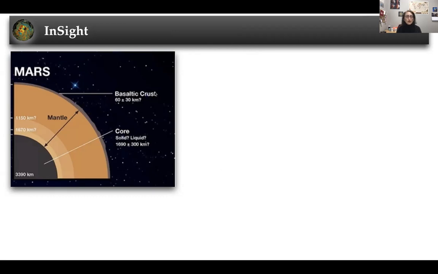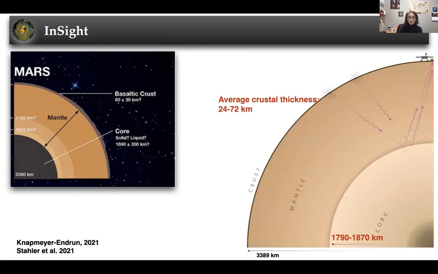For instance, this was an earlier estimation of the Mars interior about the core size, and there have been all these discussions about whether Mars has a solid or liquid core, what the crustal thickness is, and where the core-mantle boundary is, etc. And actually, with the InSight data, very recently, three science papers have been published. Here you see the main results in summary from two of them.